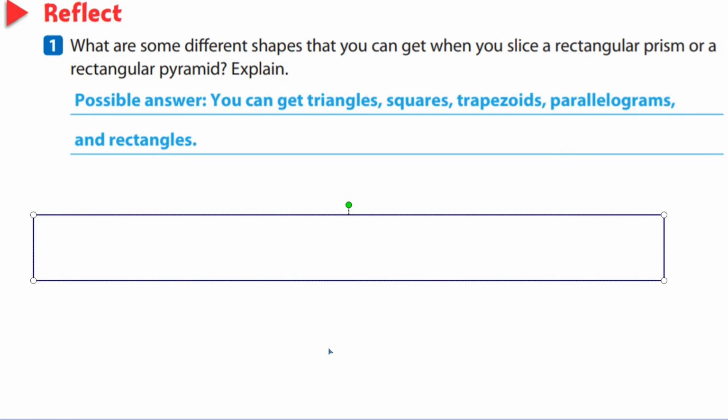Here's a possible answer. You can get triangles, squares, trapezoids, parallelograms, and rectangles. And again, when you go back in this video, you can see the two-dimensional shapes of triangles, squares, trapezoids, parallelograms, and rectangles.